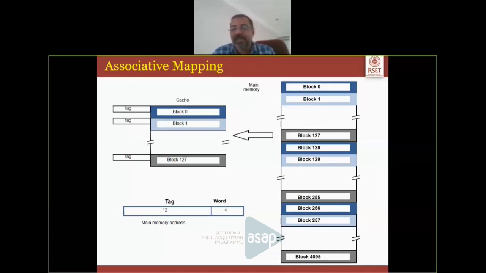In associative mapping, any block from the main memory can be loaded to any of the blocks in the cache memory. So it has to be tracked. For tracking, 12 tag bits are enough. The only difficulty is finding out whether the data is in the cache memory; the processor has to check the entire cache. In direct mapping, the required data can be located only at a specific location, nowhere else. Here, any location can be used for any block from the main memory. I'll be able to provide you notes for this.